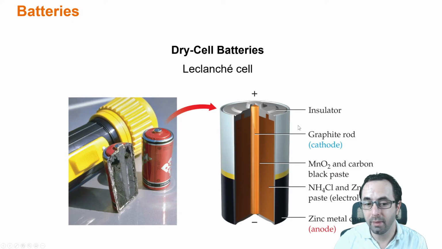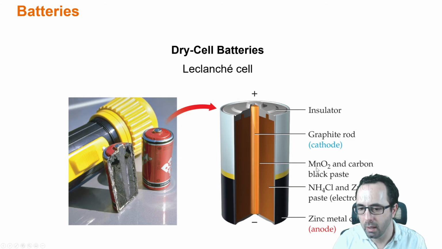And so here's what that looks like on the inside. You can see a picture here. It has a graphite rod, which serves as the physical cathode for the carrying of the charge. But it's the MnO2 that's actually gaining the electrons and being reduced. It's in this paste, which includes the ammonium chloride and zinc chloride in order to carry the charge. And the anode is actually the outside of the battery.